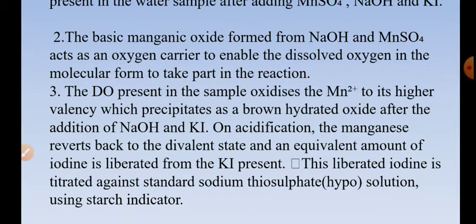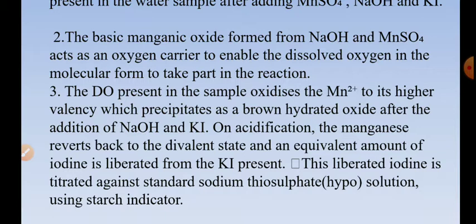So the MnSO4 which is added is oxidized by dissolved oxygen, and it changes from Mn2+ to its higher valency, where it forms a brown hydrated oxide. A brown precipitate of manganic oxide is formed. Upon acidification, when you add H2SO4, the manganese reverts back to its divalent state, Mn2+, and an equivalent amount of iodine is liberated from the KI present in the alkali iodide azide solution.